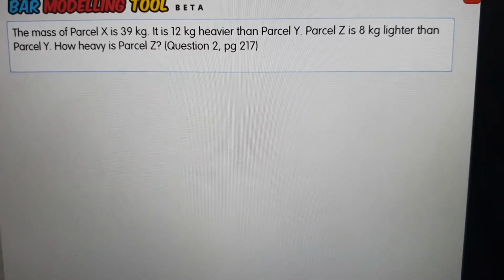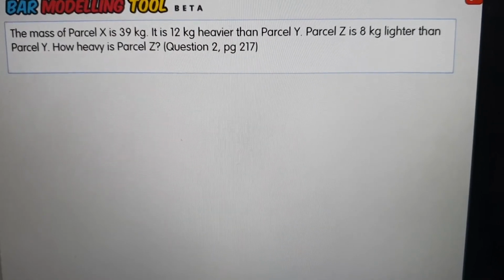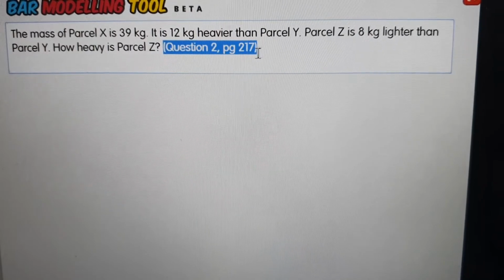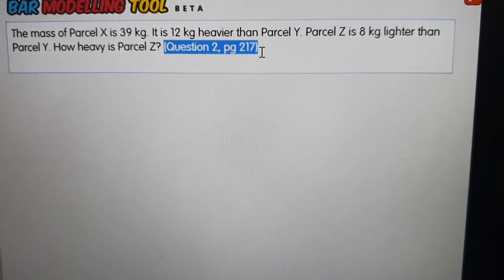Moving on, we're going to try to solve word problems involving math. Can you please take out your workbook and turn to page 217, and we are going to do question 2 together. You can pause the video for 1 minute and go and take out your books.